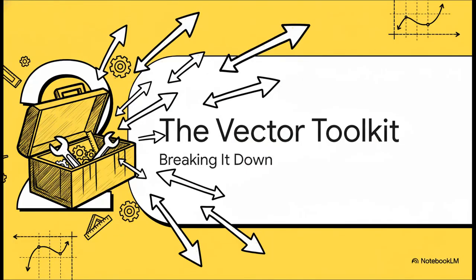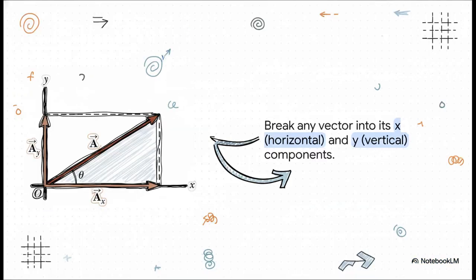All right, so we know what vectors are. Awesome. But how do we actually use them? Let's open up the toolkit and see how we can work with these new concepts. The secret, you'll be happy to hear, is surprisingly simple. We can take any vector, no matter what kind of weird angle it's pointing at, and break it down into two super easy to manage pieces. How much of it is going left and right, in the x direction, and how much is going up and down, in the y direction. We call these its components.